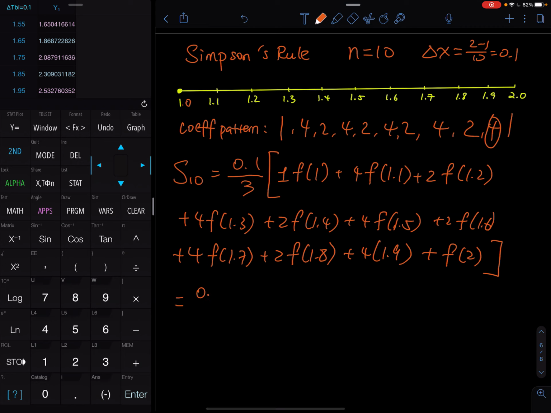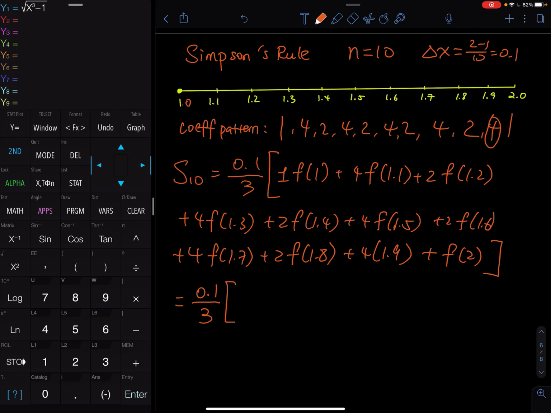So we have 0.1 divided by 3, and then f of 1. So for f of 1, we have to redo the table because this table is for the previous problem. So we go to y equal, make sure the function is right, and then we go to second window, and then the table starts at 1. And then the increment is 0.1, no need to change that, and then second graph. So that's the value that I need.